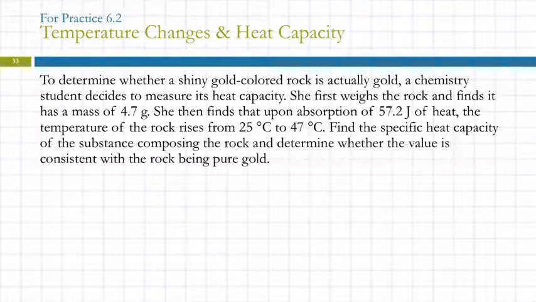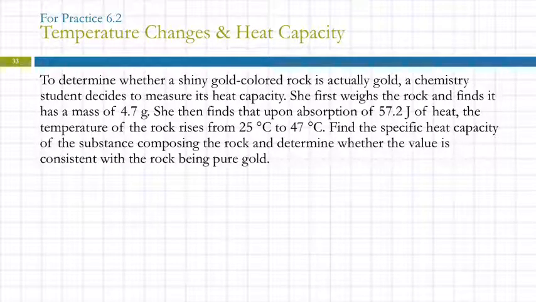To determine whether a shiny gold-colored rock is actually gold, a chemistry student decides to measure its heat capacity. She first weighs the rock and finds it has a mass of 4.7 grams. She then finds that upon absorption of 57.2 joules of heat, the temperature of the rock rises from 25 to 47 degrees Celsius. Find the specific heat capacity of the substance composing the rock and determine whether the value is consistent with the rock being pure gold.